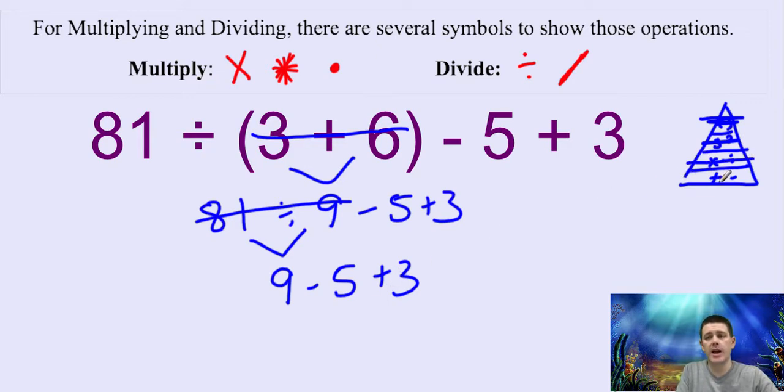Now I want to do some adding and subtracting. Again, for adding and subtracting, they happen at the same time. It's just whichever one occurred first in the problem. In this case, subtraction was first. So I'll do 9 minus 5 is 4.